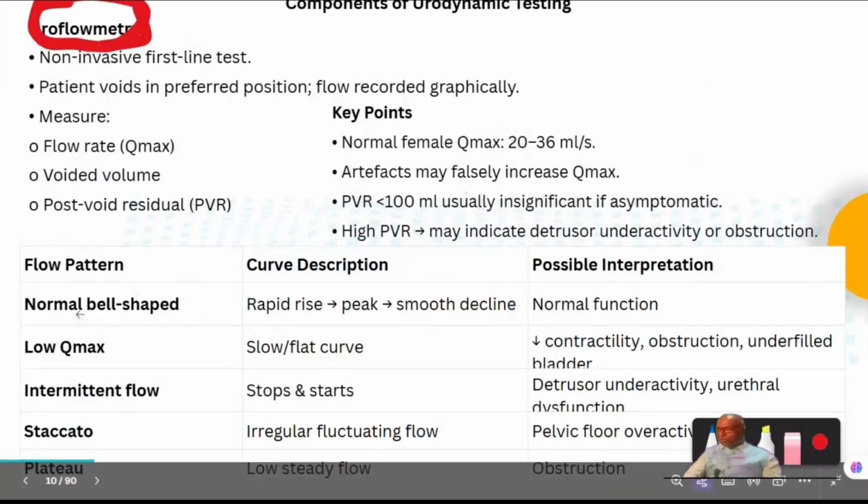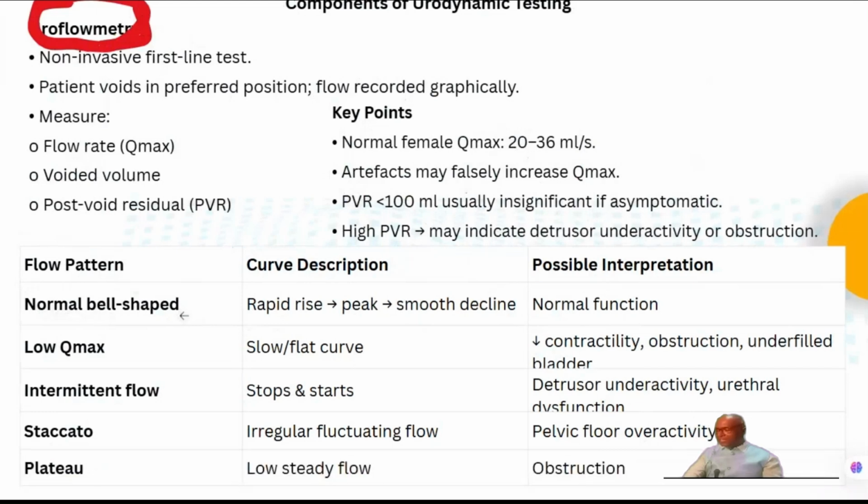Okay, now normally what happens? You get a normal bell-shaped curve. We will see in the figure in the next slide. So you will get a normal bell-shaped curve. There will be a rapid rise followed by a peak and smooth decline. Okay, that indicates the normal function.